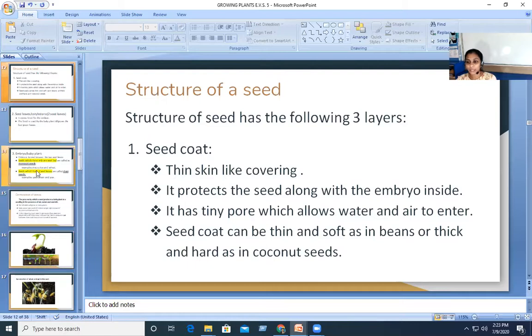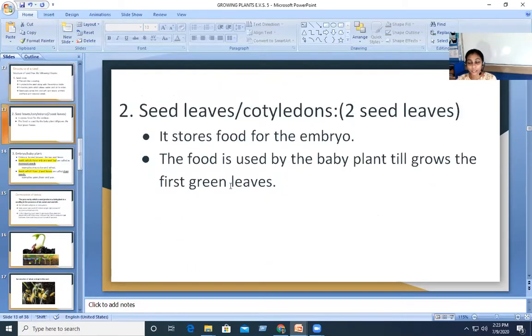And the second layer we have is the seed leaf. The seed leaf is also called cotyledon, and two seed leaves are known as cotyledons. It stores food for the embryo. As it is in a seed, it requires food for what? The embryo. The embryo is inside the seed. The food is used by the baby plant till it grows its first green leaves.